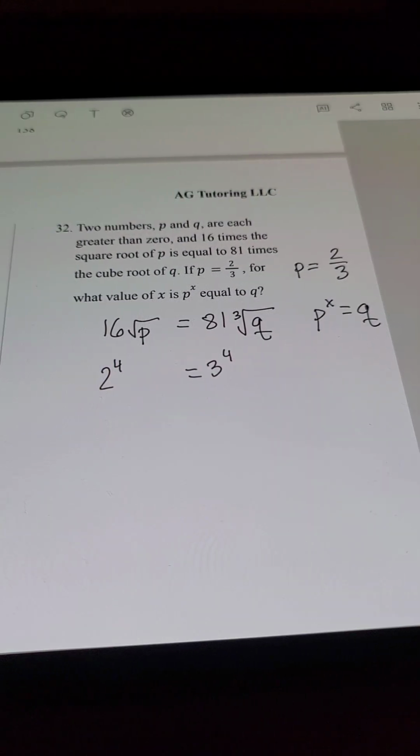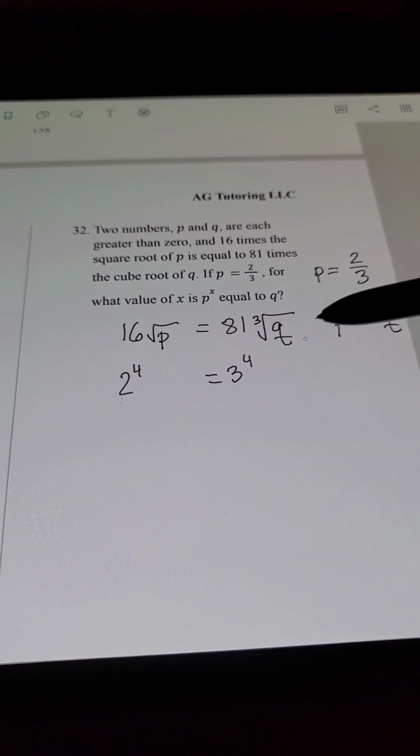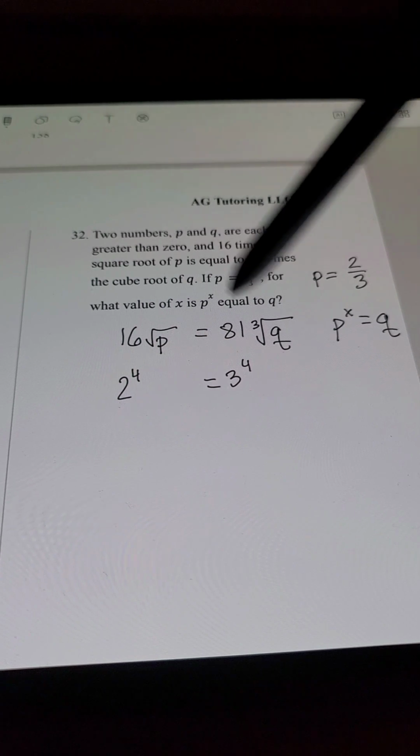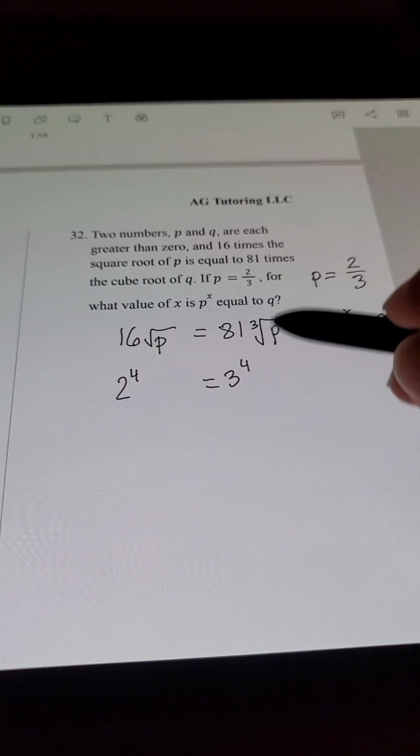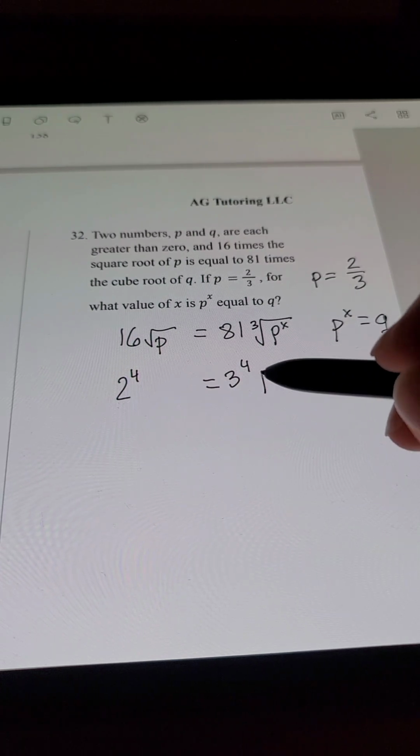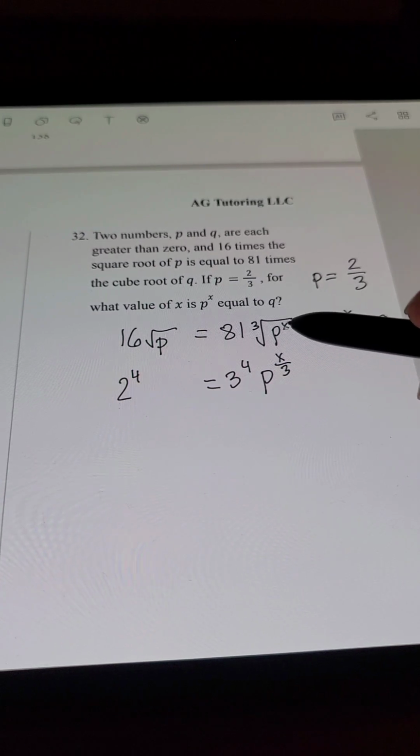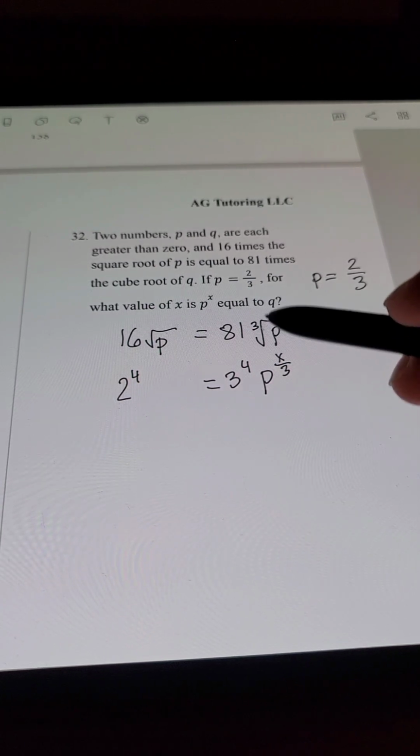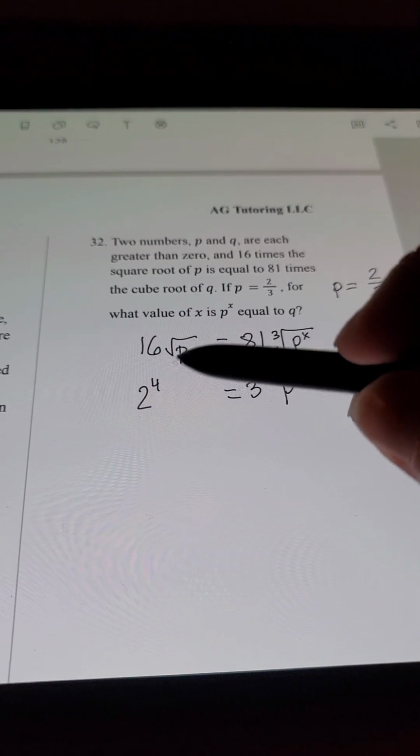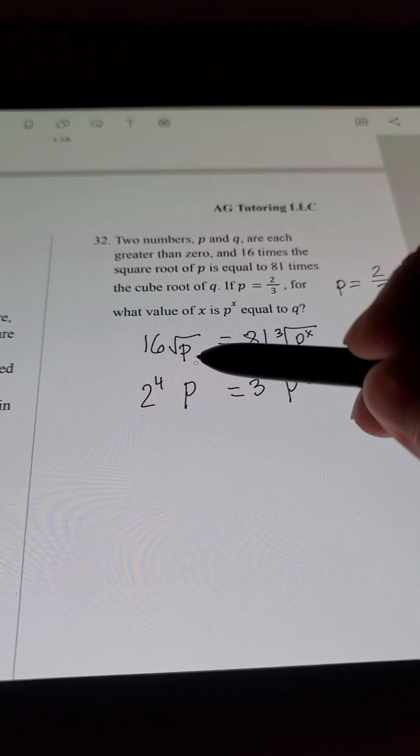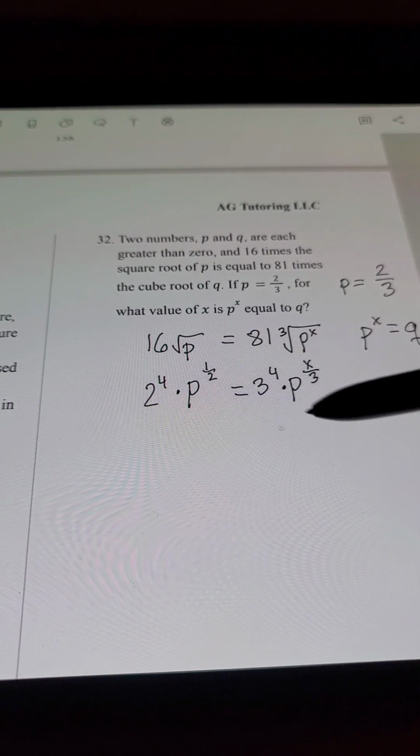So now I'm going to think, okay, how could I rewrite this other stuff to my advantage? So remember, q is the same thing as p to the x power. So instead of q, I'm going to think p to the x goes there. So now I'm going to rewrite this as p to the x over 3, because if I rewrite it with a fractional exponent, the x becomes my numerator, the type of radical becomes my denominator. So the 3 is my denominator. And I'm going to do the same thing rewriting it here. So root p is the same thing as p to the 1/2. So now I have this right here.